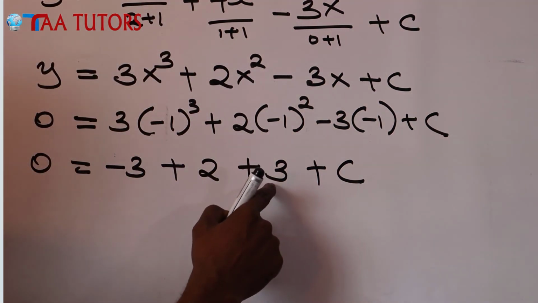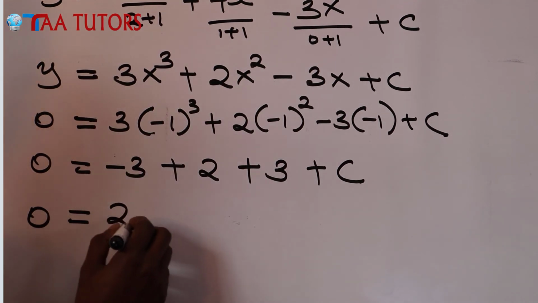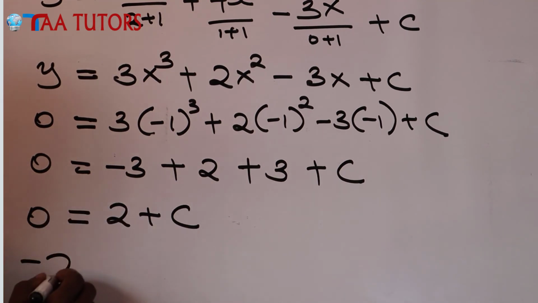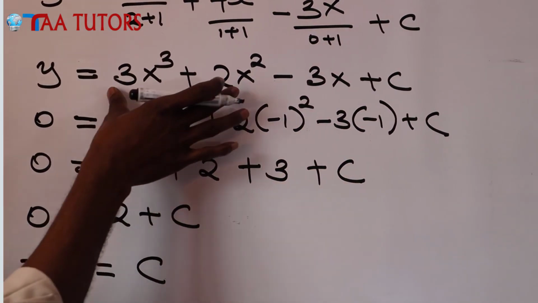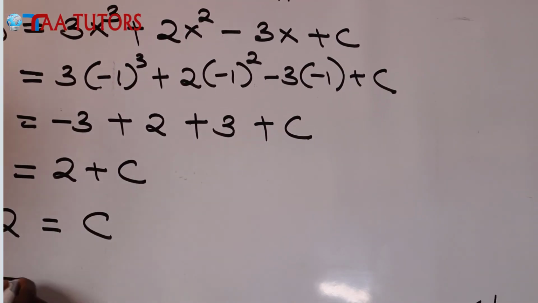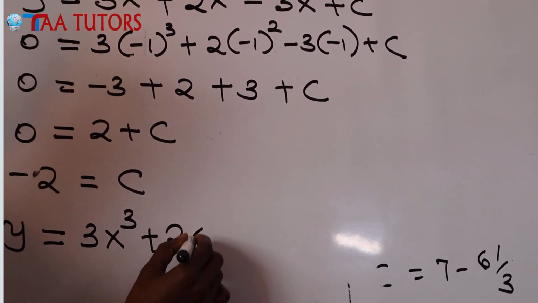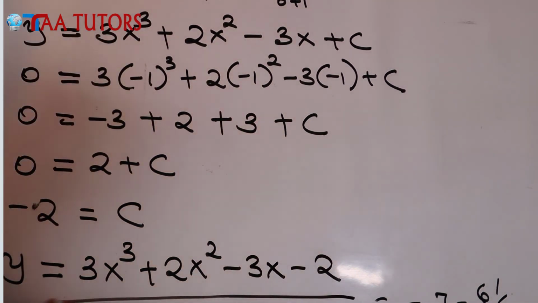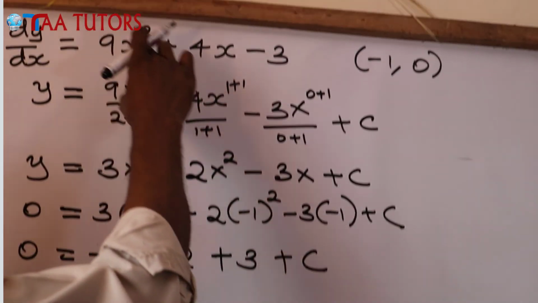So you can have negative 3 plus 3 is 0. So I'll have 0 equals 2 plus c, because this and this will cancel out. So I'll say that negative 2 equals c. So if I substitute back here, it will be y equals 3x power 3 plus 2x squared minus 3x minus 2. This is the function. If you differentiate this one, believe me, you are going to get this one here.